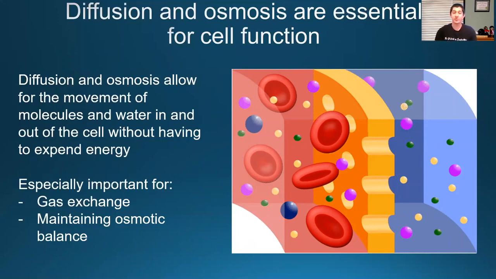And also, osmosis is really important for your cells maintaining the proper water balance. So water being able to move freely across those membranes is really important.